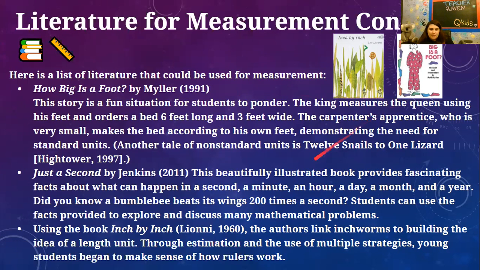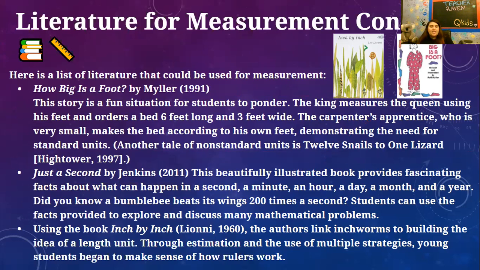Another tale the book recommended is 12 Snails to 1 Lizard. The third they recommended is Just a Second, which is a beautifully illustrated book that provides fascinating facts about what can happen in a second, a minute, an hour, a day, a month, a year. So an example would be, did you know a bumblebee beats its wings 200 times a second? They can use these facts to explore and discuss math problems.